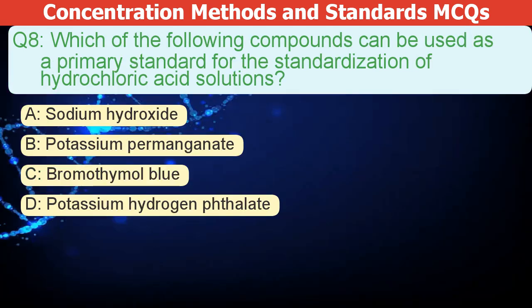Which of the following compounds can be used as a primary standard for the standardization of hydrochloric acid solutions? A. Sodium hydroxide. B. Potassium permanganate. C. Bromothymol blue. D. Potassium hydrogen phthalate.